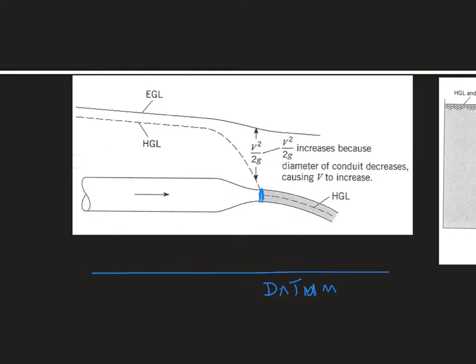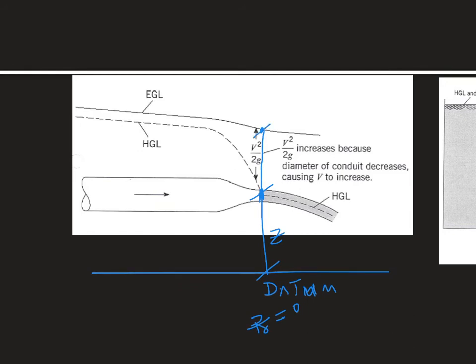If I'm drawing my EGL, one of the easy things is to go, okay, here's Z. Z is the easiest. Do I have any pressure right here? I don't have any pressure there. So on this end, P on gamma equals zero. And then what's V squared on 2G? Well, we're just going to draw it up to here. Fine. Okay, V squared on 2G.